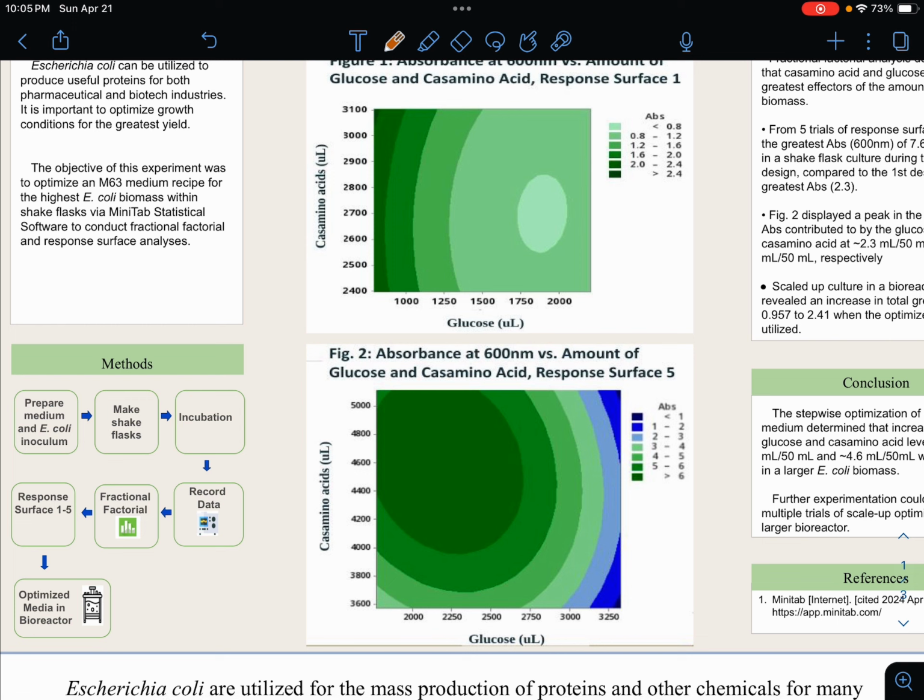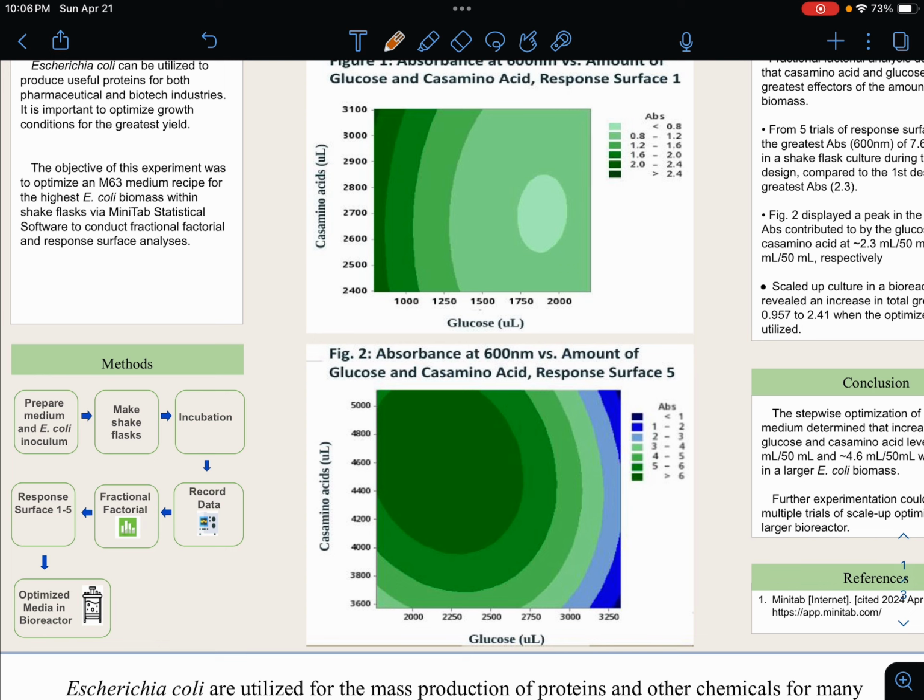Methods: we prepared the medium, the nutrients, and the E. coli inoculum. You make shake flasks. We had 13 shake flasks, and then of course we added the nutrients. We had 5 nutrients. We had casamino acids, which are going to be the hydrolyzed proteins, specifically casein from milk. We also had magnesium sulfate, ferrous sulfate, the M63 medium base, which was a 1X, and thymine. Then our carbon source was glucose.